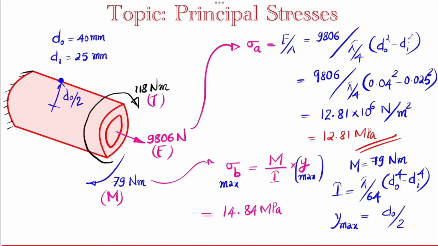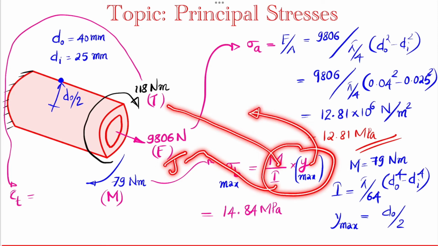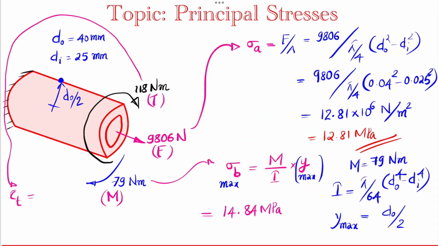Similarly, the effect of the last load, that is the torque, we will be taking. We already know torque creates a torsional shear stress, and here also I will be using the general equation. Similar to M by I for bending moment, we have the torsional moment, torque, and we have the polar moment of inertia J, and instead of y max we need to take the radial variable R max. So here I will be writing the similar equation for torsion.